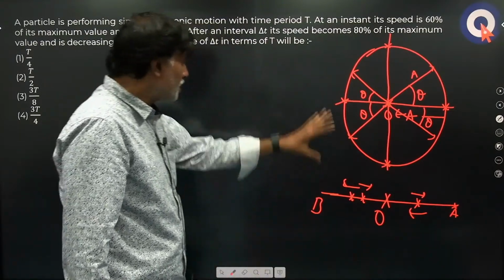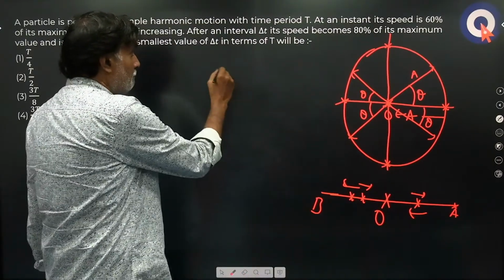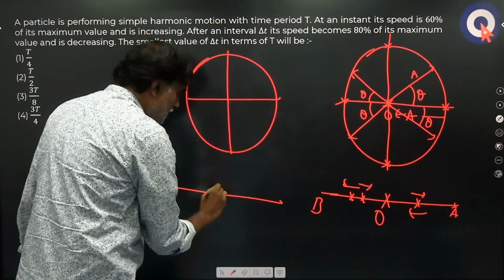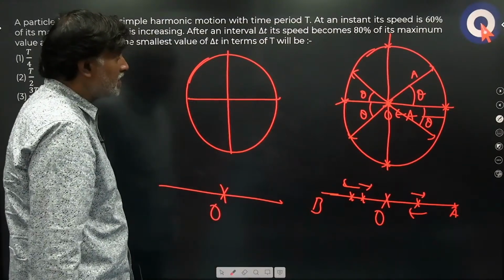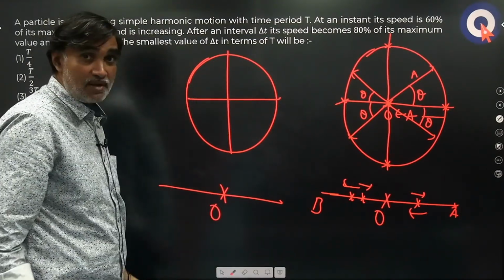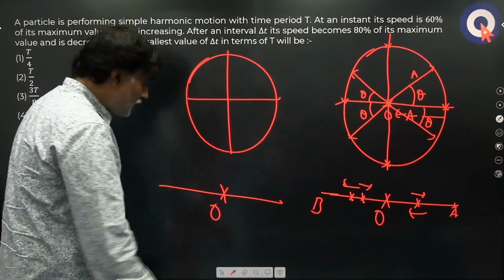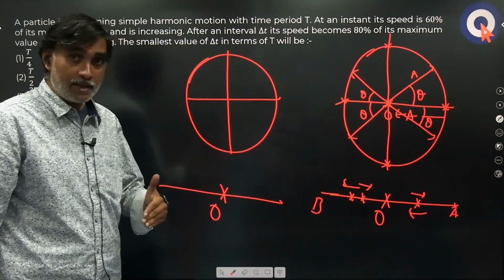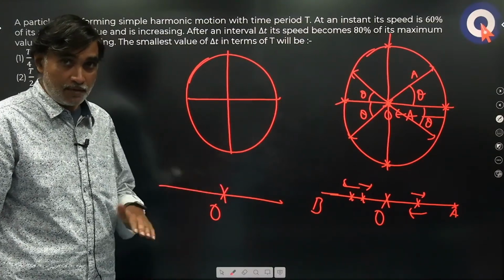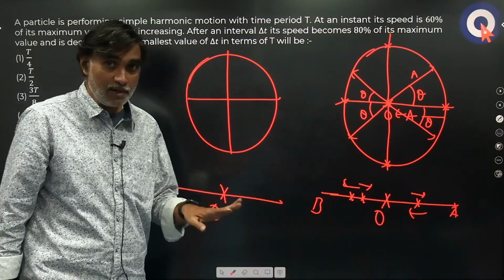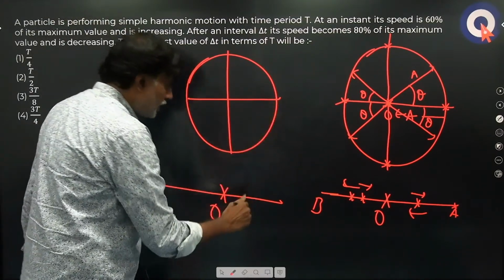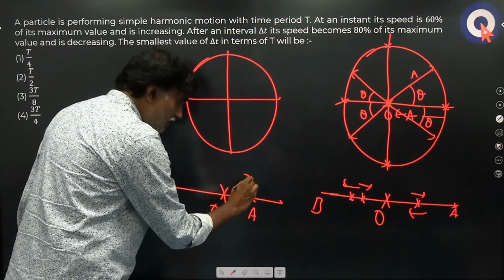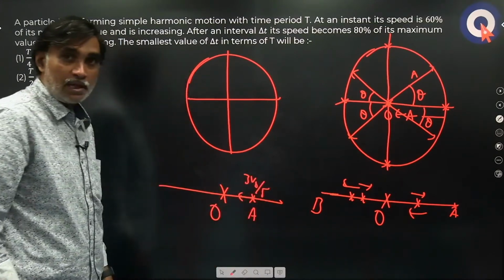And now, if I see like that, in this case, the particle is executing SHM. At an instant, its speed is 60% of maximum speed, means 3 v naught by 5, and speed is increasing. So, when a particle is moving towards the mean position, its speed will increase. If it is going away from the mean position, its speed will decrease. Means if I assume that the particle is somewhere here now, at that instant, the speed will be in this direction, and that is 3 v naught by 5.